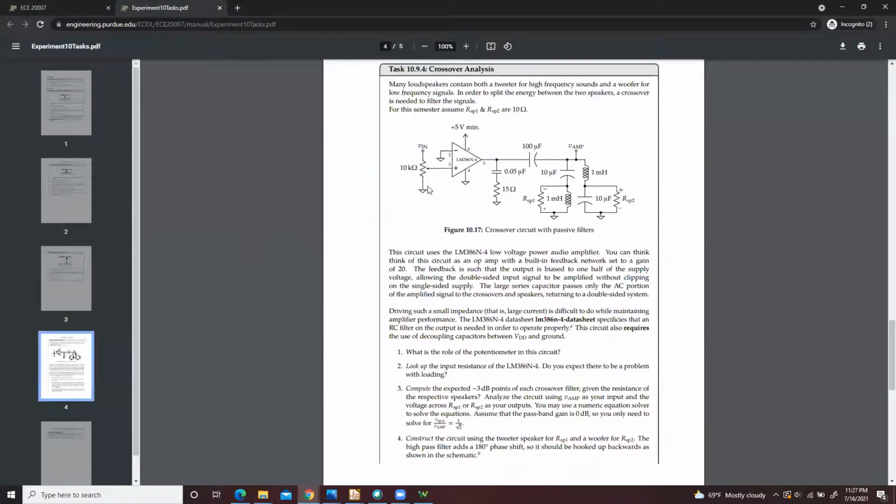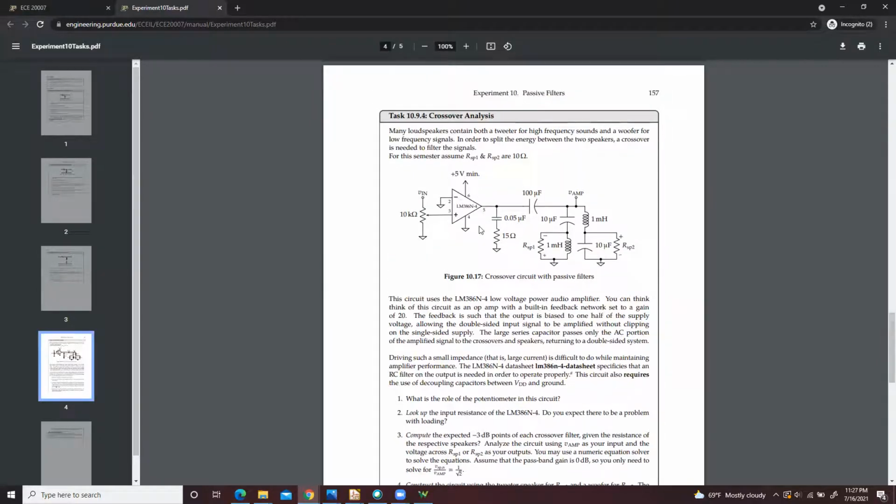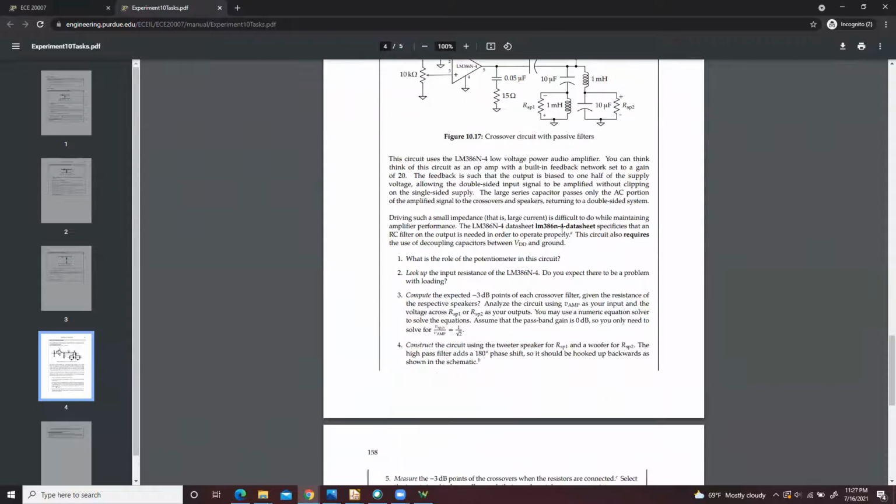Then task 4. This circuit is going to be applied on a speaker. Some of the speakers you have should have a similar circuit to this one. Remember, this circuit will be used in the final project, although it will be as extra credit. First, let's go through the questions one by one.